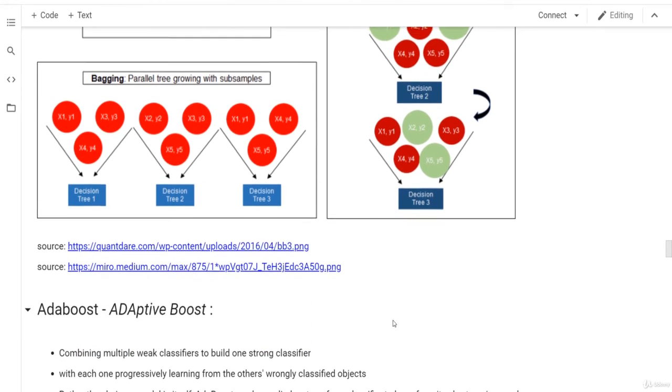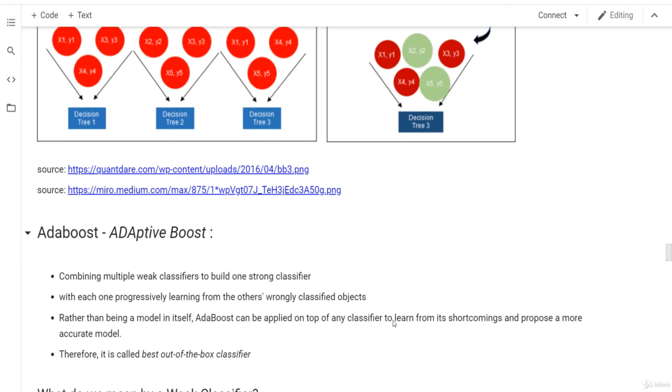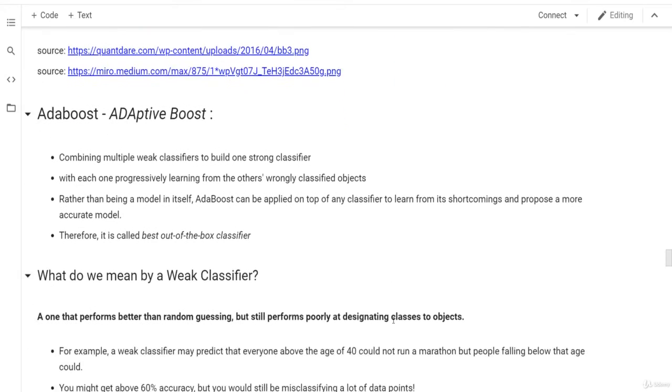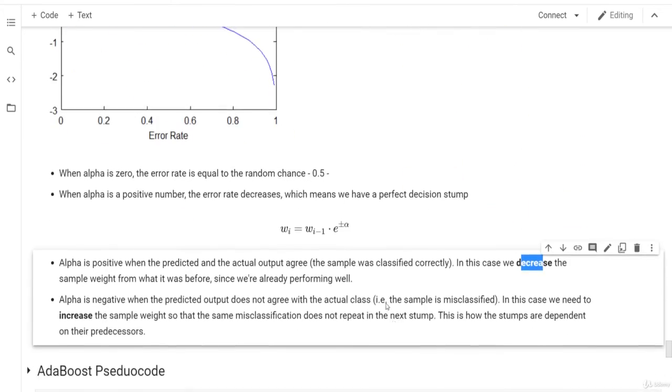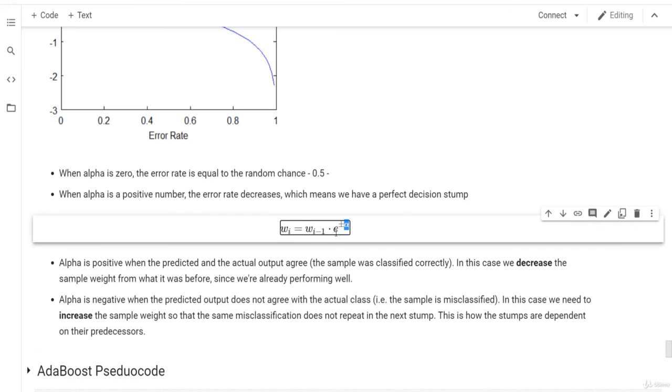So that's why we will decrease the weight for this specific sample in the next iteration, or for the next decision stump. If alpha is a positive number, then we will decrease the weight, right? Here we have e power negative alpha, so basically this number will decrease. We will be multiplying by a number less than 1. So that's how this weight will decrease.